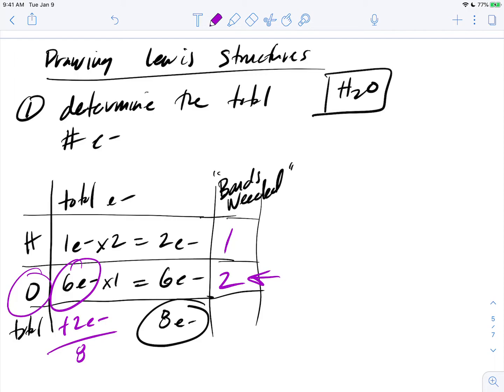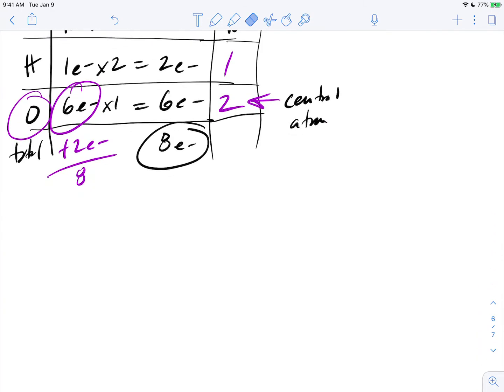Now, for water, it's actually a little simpler than that, because hydrogen can only make 1 bond. You'll never see hydrogen making 2 bonds. And so because of that, we will never have this problem. And so oxygen will be the center. So we're going to say the oxygen is the central atom. So the second step, we'll get this below. Second step in this process is to determine the central atom.